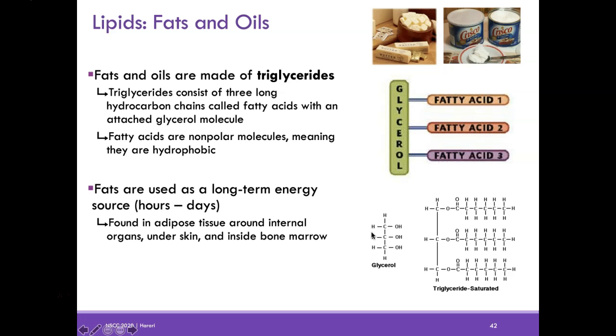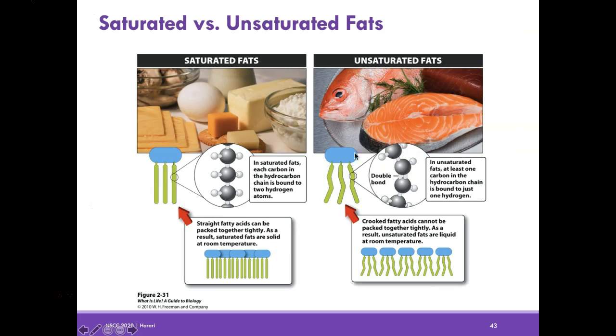So fats are solid at room temperature if they are saturated. Saturated fats are when you have fatty acid chains where carbons are all attached to two hydrogens each. So every carbon has two hydrogens attached to it in the fatty acid chain. And because of that, that makes the fatty acid chain very straight and rigid. The straight fatty acids can then be packed together very tightly because they're so straight and rigid, and that means that saturated fats can be solid at room temperature.